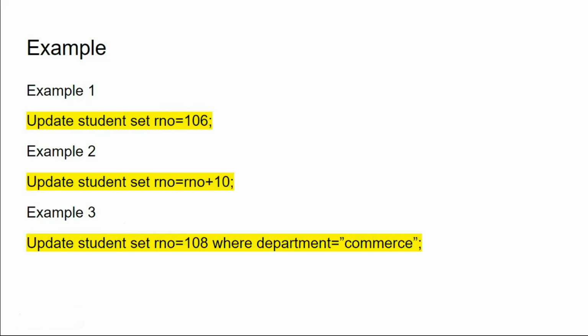The second example is, I have increased the previous roll number by 10. So if my roll number is 106, after executing this query, my roll number will become 116. So this is also possible. The manipulations you can also do with the update command. And the next one, I'm going to set my roll number to 108 for only the department which belongs to commerce. The students who belong to commerce alone will get roll number 108. So based on conditions also, you can change things in the record.